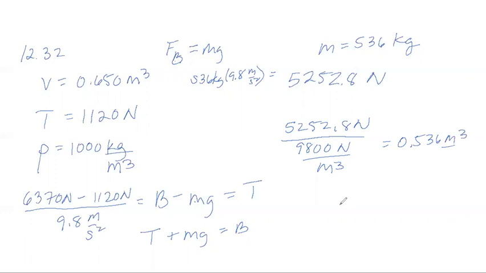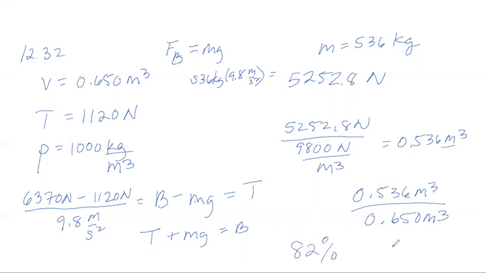So what percent of the volume is that? So 0.536 meter cubed divided by 0.650 meter cubed. That's 82%, or 0.82. That's what that's out of 1. So 82%. Okay, and that concludes chapter 12.